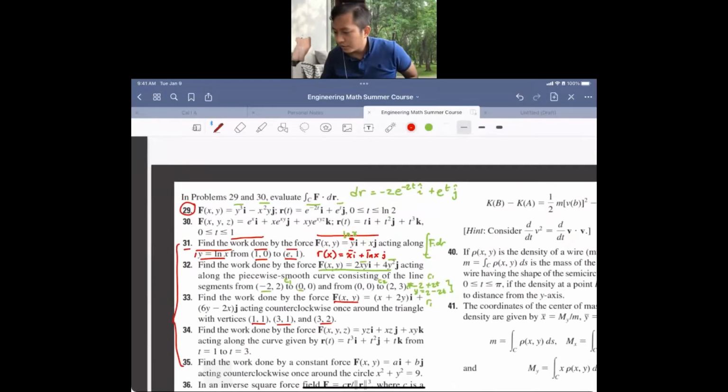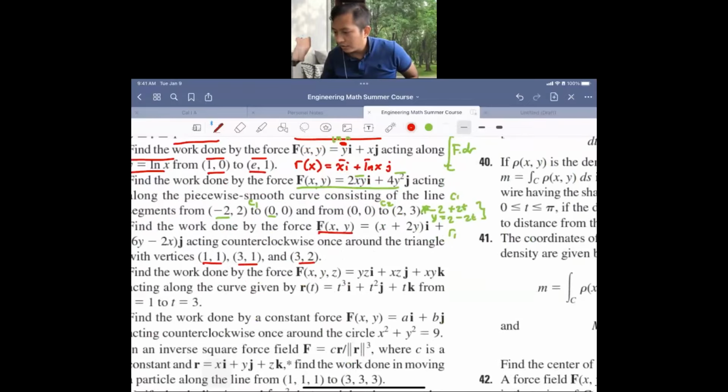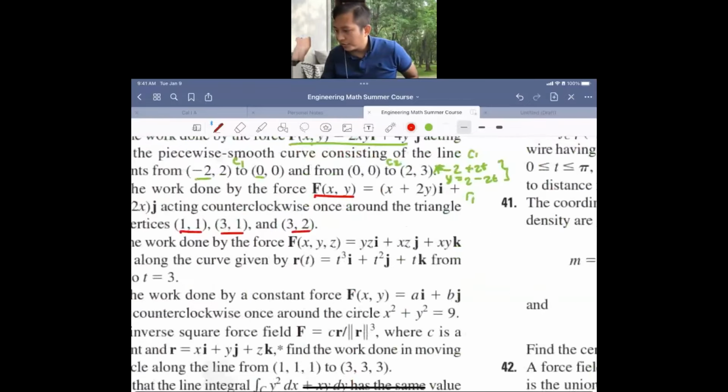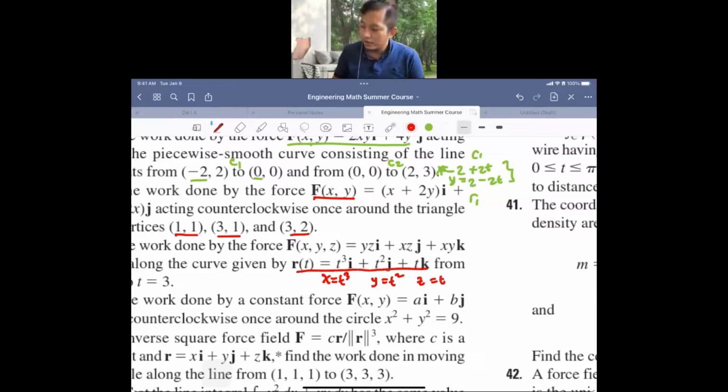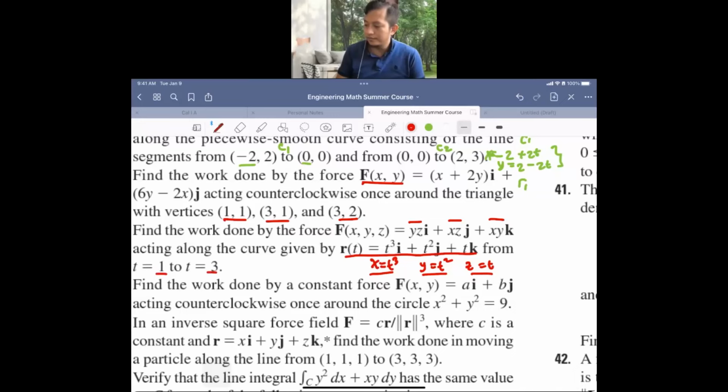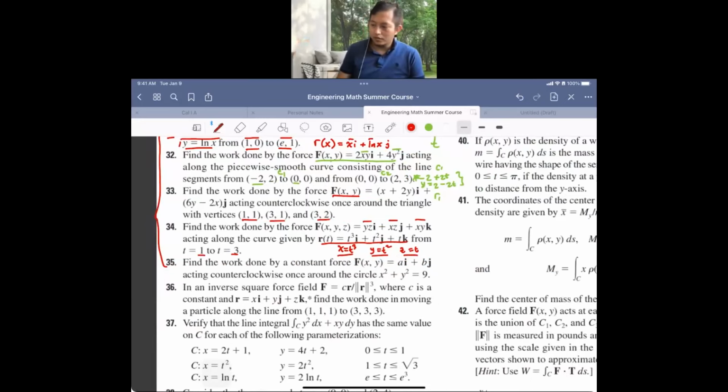And for 34, it is the same as the previous one, number 30 or number 29, which means that this is going to be x equal t cubed, y equal t squared, and z equal t from our r. It's already given. So you could use this parametric, change to y, z, x, z, and x, y, and then evaluate from 1 to 3.